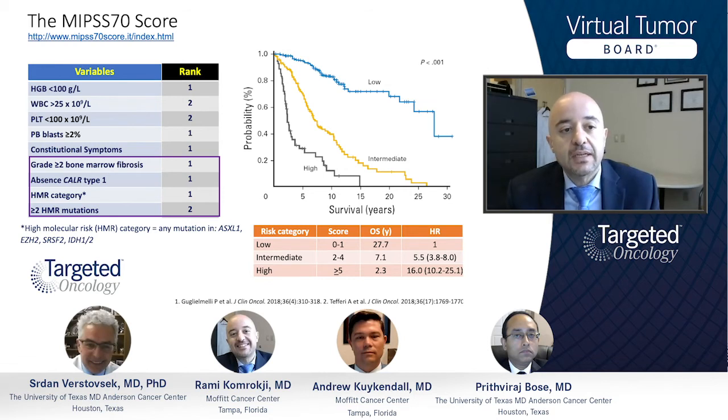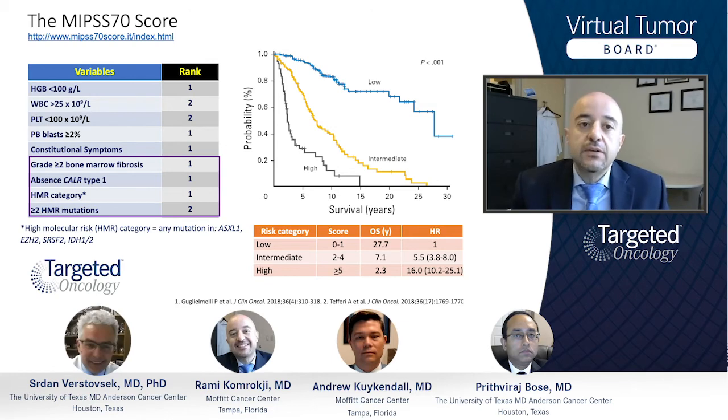So based on clinical variables and molecular variables, we will put the patients in 1 out of 3 risk groups, the low, intermediate, or high, and the survival obviously will vary based on that group. And if we think of our patient here again, she probably is going to be high risk with the clinical variables and incorporating the absence of the karyotype mutation and the bone marrow fibrosis.